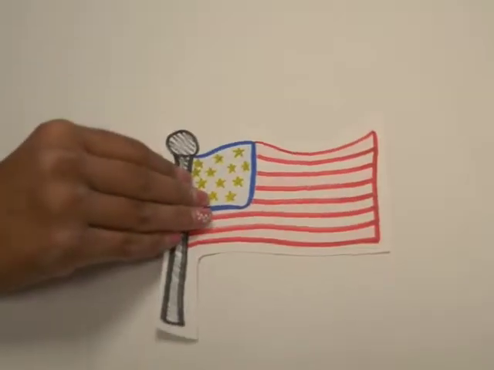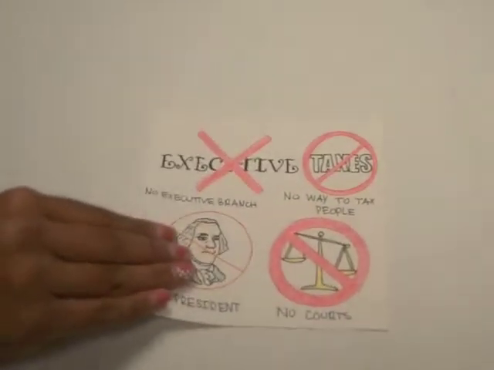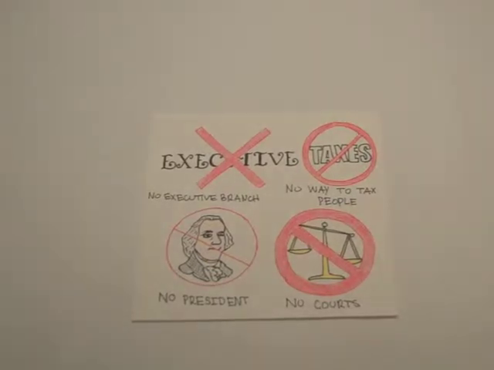In 1776, after declaring independence from Britain, the United States of America had to figure out how they were going to govern themselves to be a successful country. The first written constitution was called the Articles of Confederation. Issued in 1777, this plan created a government that had no president, no executive branch, no court system, and no way to tax the people.